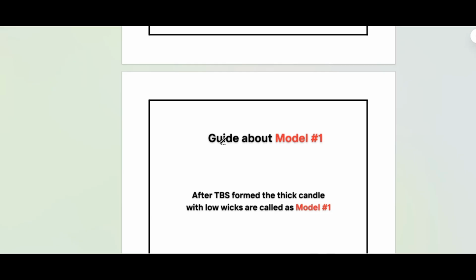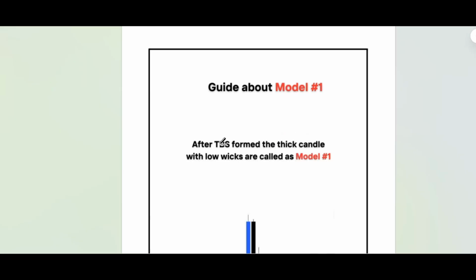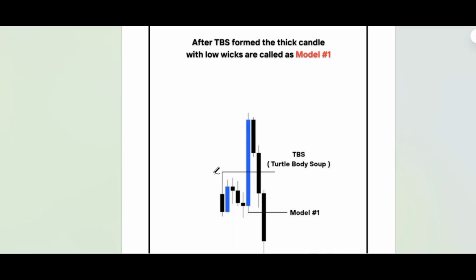Another thing is, let's go about Model 1. Model 1 is one of the entry confirmations, which I can say is a sniper entry. If you master Model 1, I'm telling you, this industry will be of great value to you. So in Model 1, we say after the TBS is formed, the thick candle with the low wicks is called Model 1.